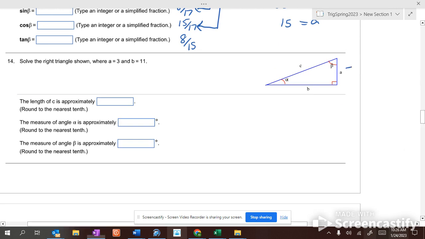If A is 3 and B is 11, how do we find C? Well, I'd use the Pythagorean theorem. So it's 9 plus 121 or 130. So you take the square root of 130. What's the square root of 130 to the nearest tenth? 11 point what? 4.